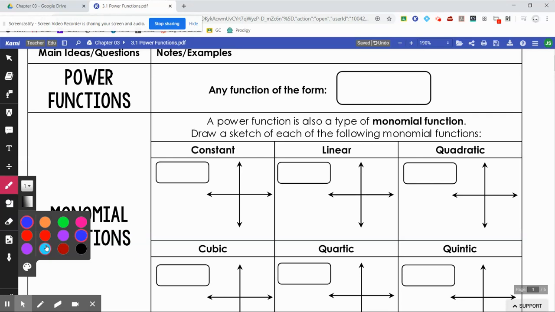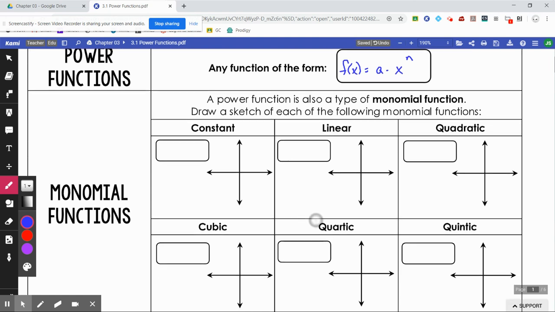Okay, in this video, we're going to be talking about power functions. By definition, a power function is any function of the form f of x equals some number, and that number can be 1, times x to some power. That nth power could be a first power, a second power, a third power. It could be a square root of 2 power. It could be a 1/2 power.